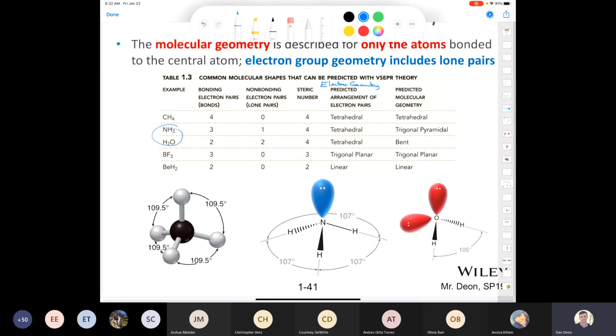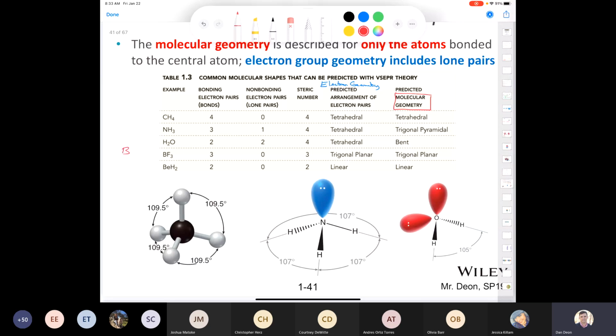Again, ammonia and water both have a tetrahedral electron geometry, but their molecular geometries, so this says predicted molecular geometry, I guess I could just put a box around them, are all different, aren't they? Right? Tetrahedral, trigonal pyramidal, and bent. You can see that boron trifluoride is trigonal planar because it's got 3 bonds and no lone pairs.